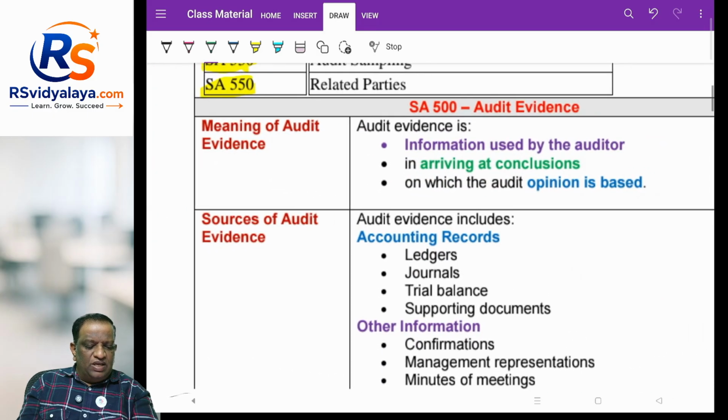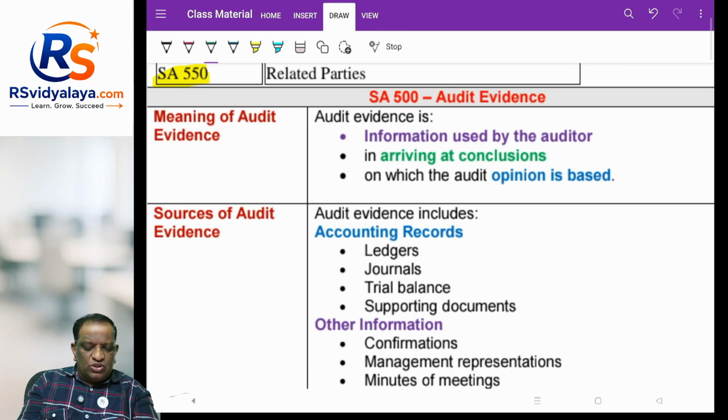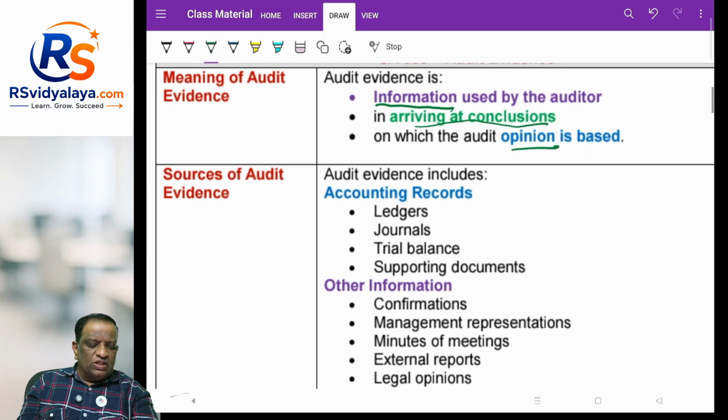So we have covered this meaning. Meaning is simple. It refers to the information. What is audit evidence? It's nothing but the information used by the auditor for arriving at conclusions. Which conclusions? The conclusions on which he is going to base his opinion. Now, what are the sources?